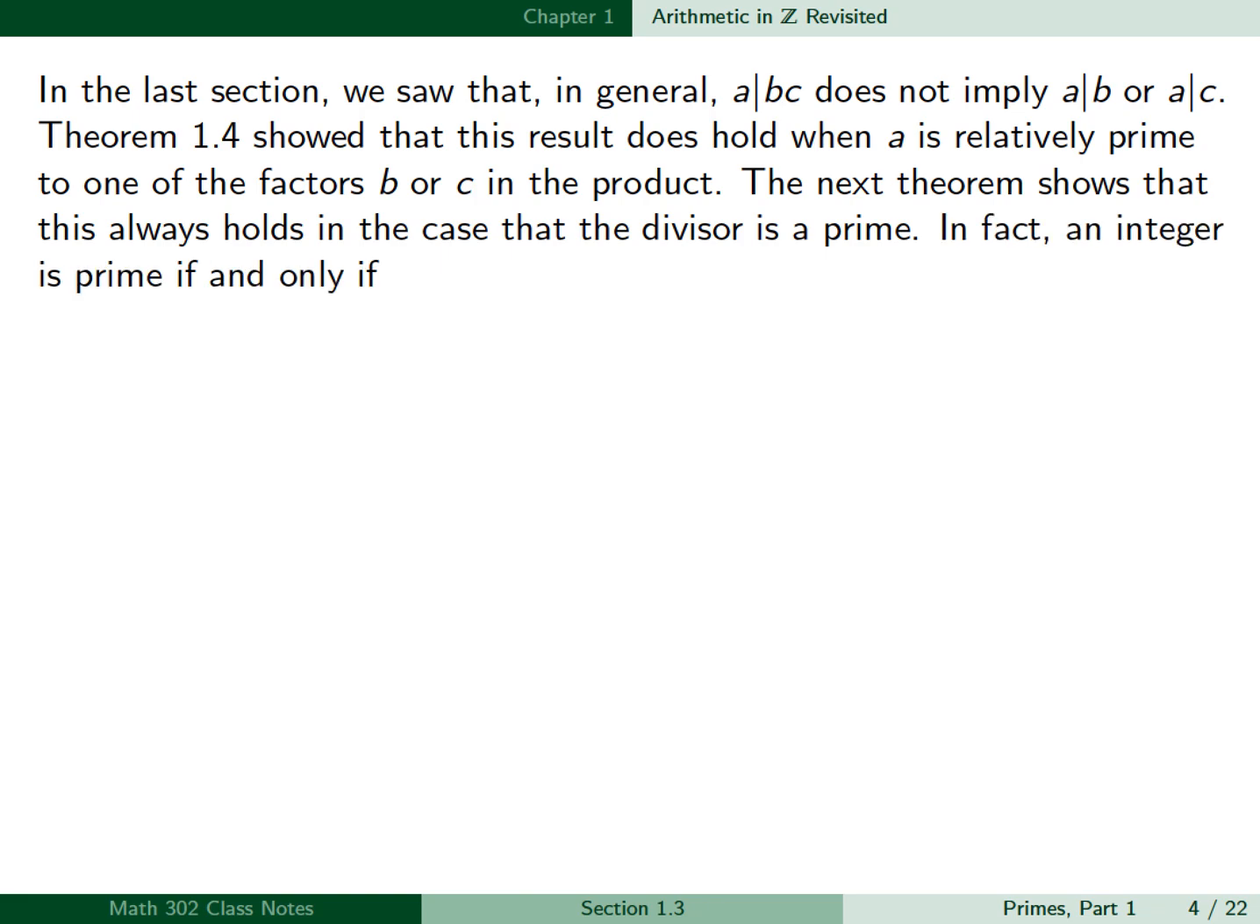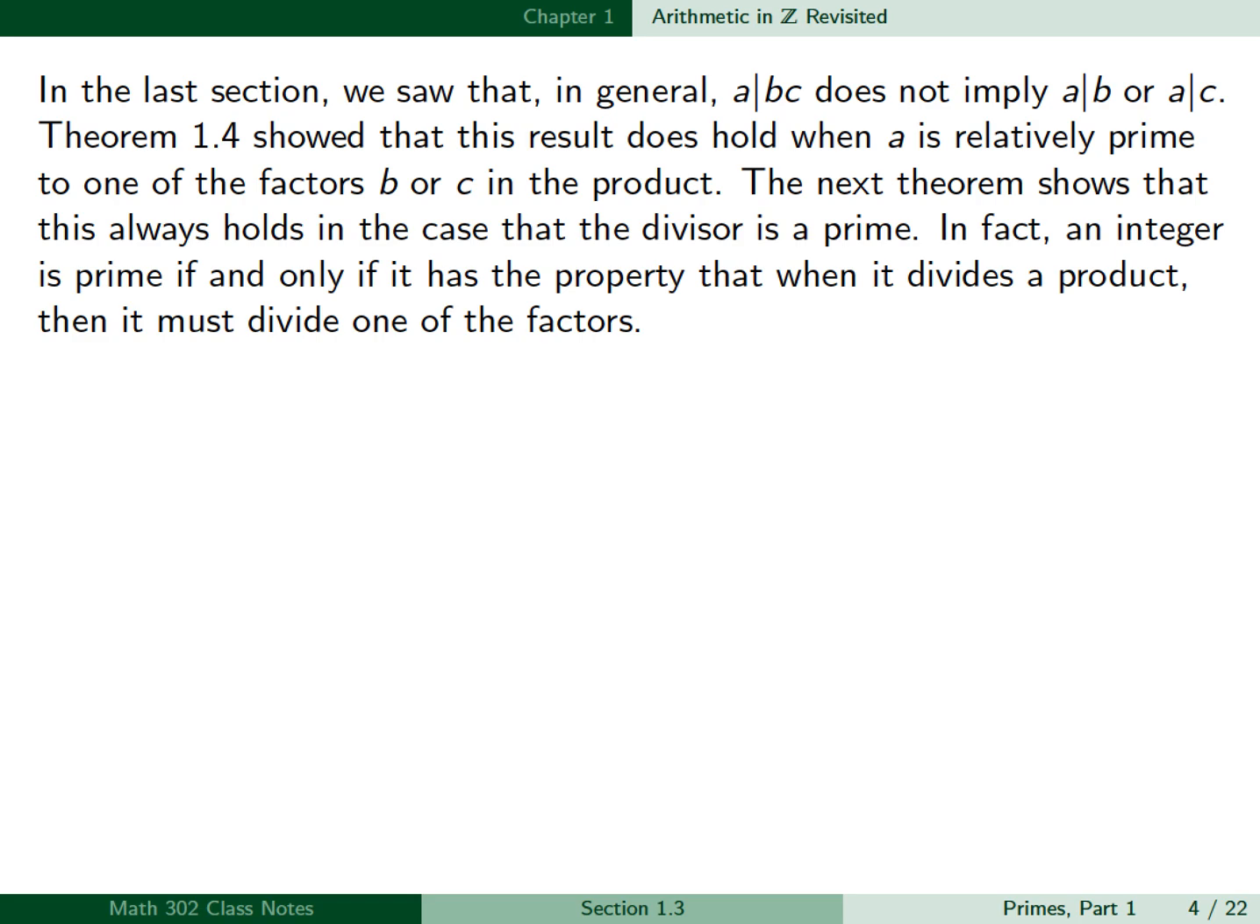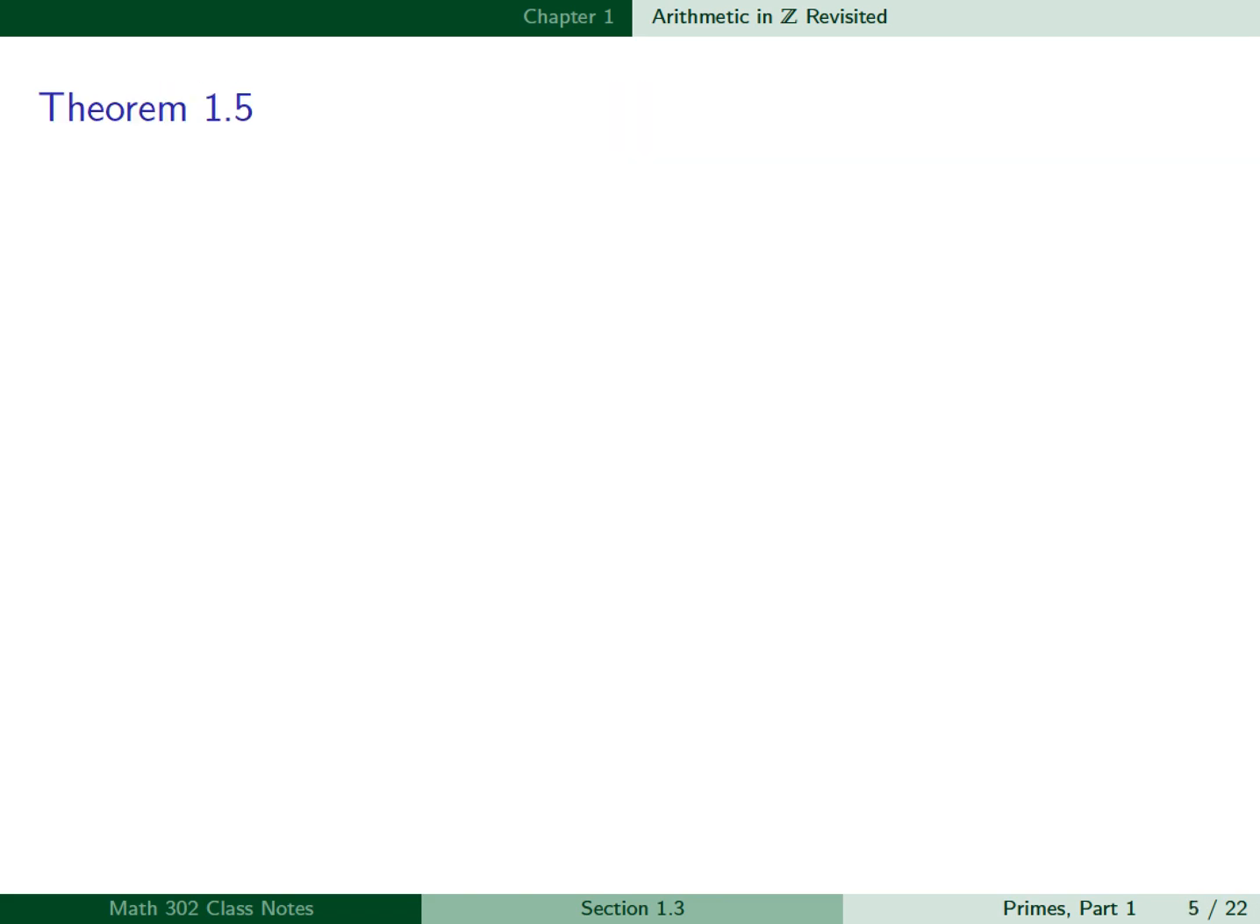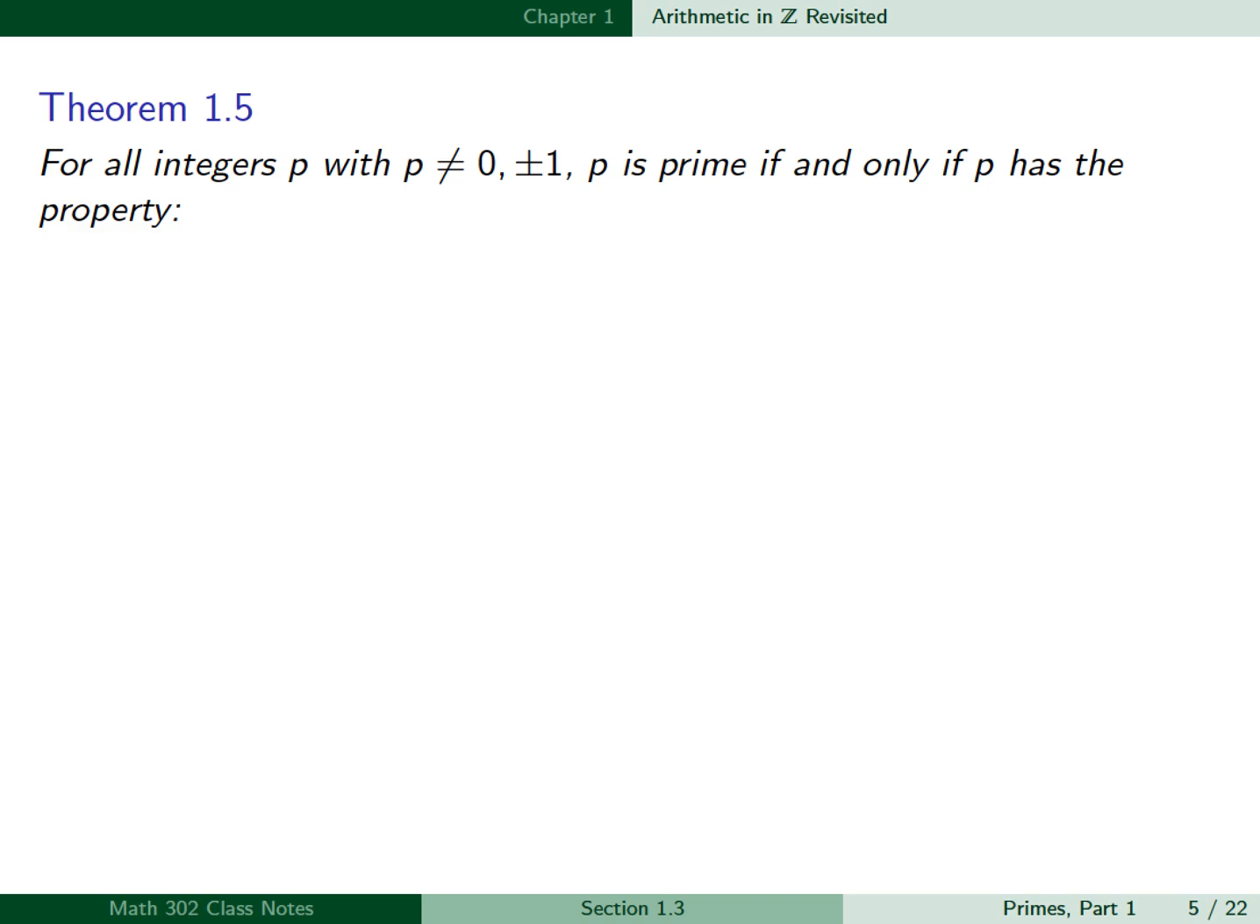In fact, an integer is prime if and only if it has the property that when it divides a product, then it must divide one of the factors. So this is Theorem 1.5. For all integers p with p not equal to 0 or plus or minus 1, p is prime if and only if p has the property: for all integers b and c, p divides the product bc implies p divides b or p divides c.